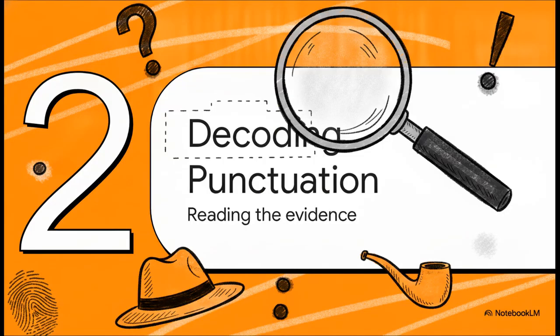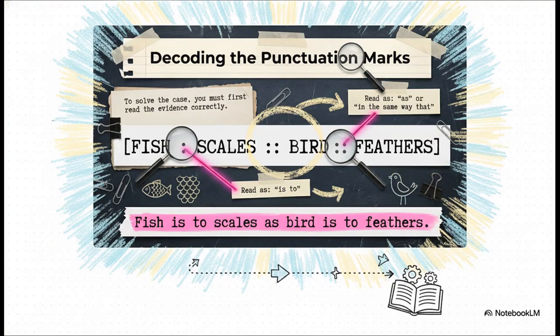Which brings us to Section 2, decoding the punctuation. Every good detective needs to know how to read the physical evidence at the crime scene, and in analogies, the punctuation is your most crucial piece of evidence. Notice how knowing this instantly demystifies that incredibly intimidating mathematical-looking format. When you see those colons, seriously, don't panic. You just need to translate them into plain English.